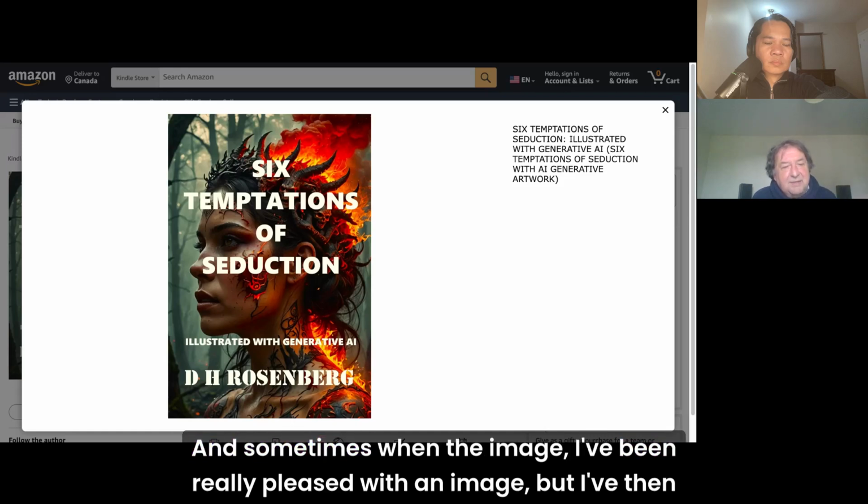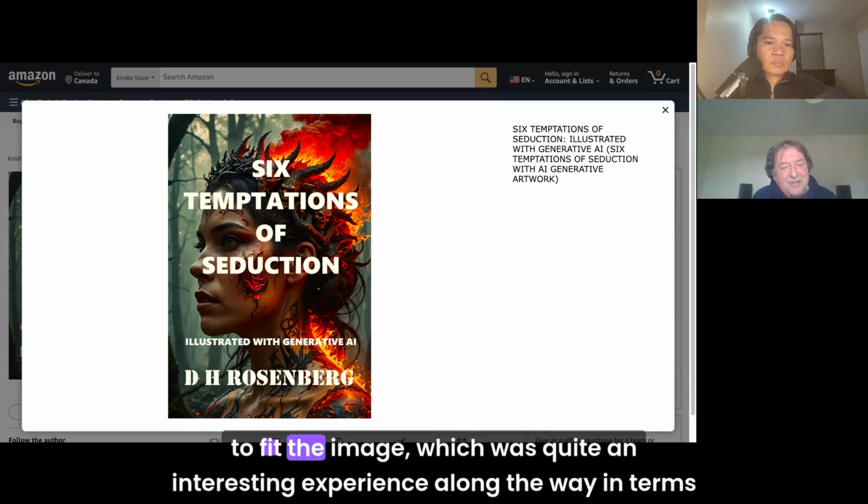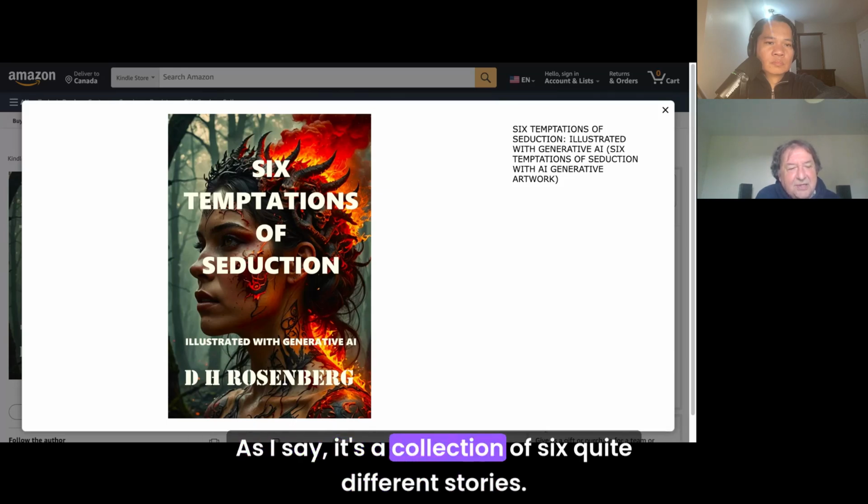And sometimes I've been really pleased with an image, but I then had to make a slight edit to the text or to the actual written work to adjust that in a subtle way to fit the image, which was quite an interesting experience along the way in terms of writing and then editing and formatting this particular book or novel. As I say, it's a collection of six quite different stories.